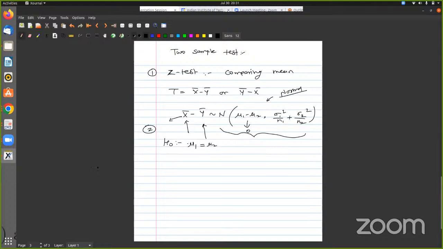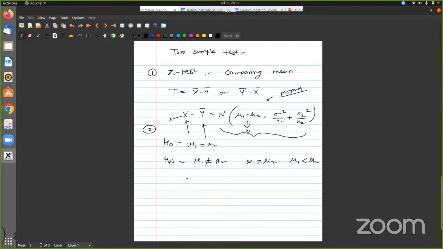Mean equal to 0, correct? And the alternative hypothesis: there can be three alternatives. Here mu1 is not equal to mu2, mu1 is greater than mu2, and mu1 is less than mu2.